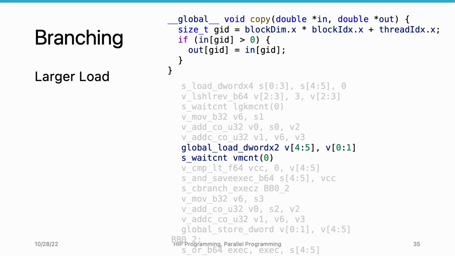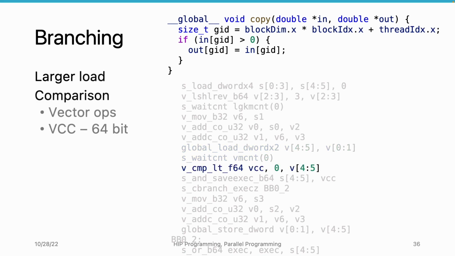And this load is a larger load. It's dword x2, so we're loading 8 bytes at once. Why? It's because the data type is different in this particular example. In the previous example, we're dealing with floating point data, that is single precision floating point data. And in this example, we're dealing with double precision floating point data.